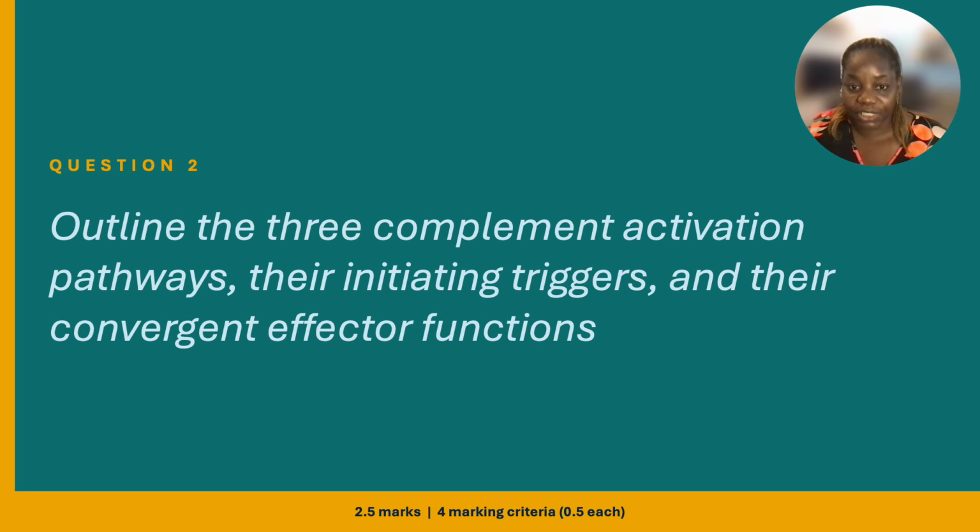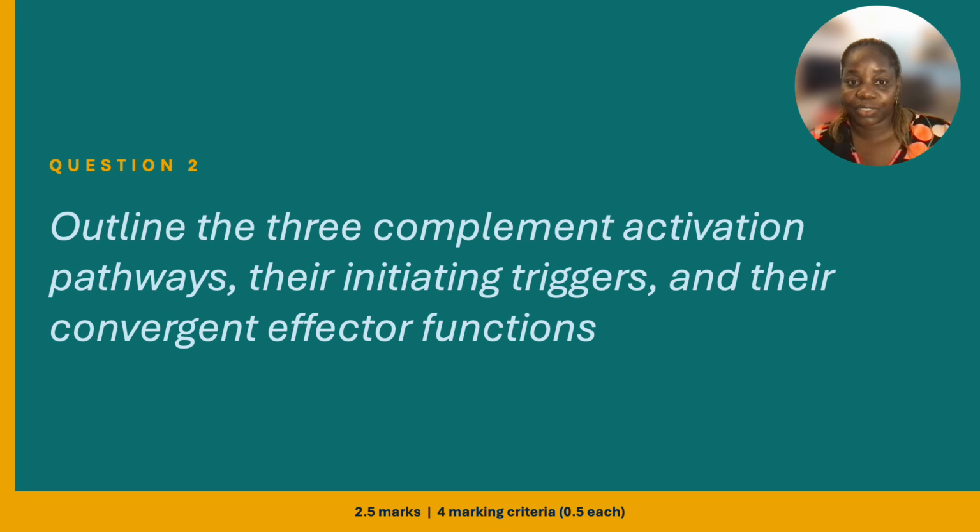And the word "convergent" in this question, the convergent effector function. The word convergent in the question is also a marker for students: if they use that word in their answer, they have understood that all three pathways lead to the same downstream effector mechanism. A student who describes three pathways but then lists three separate sets of effector functions has not understood convergence. Convergence means all three coming to one terminal end.